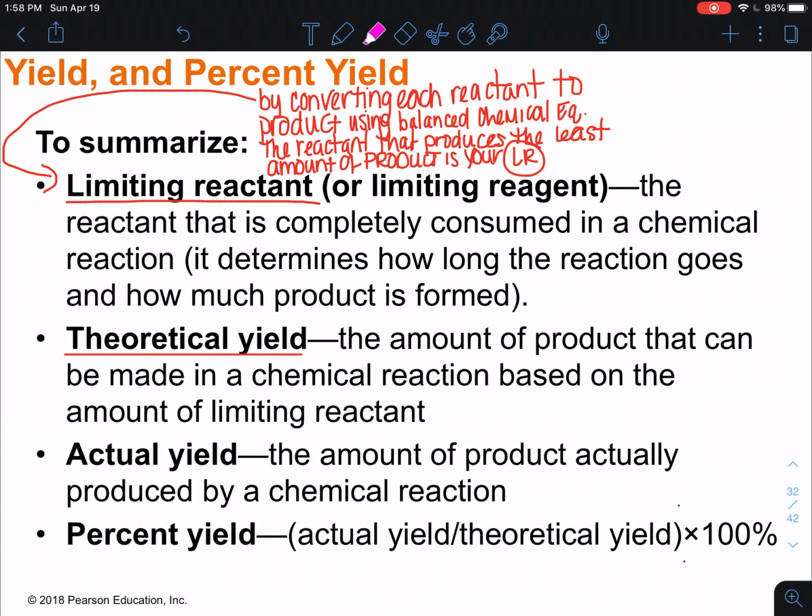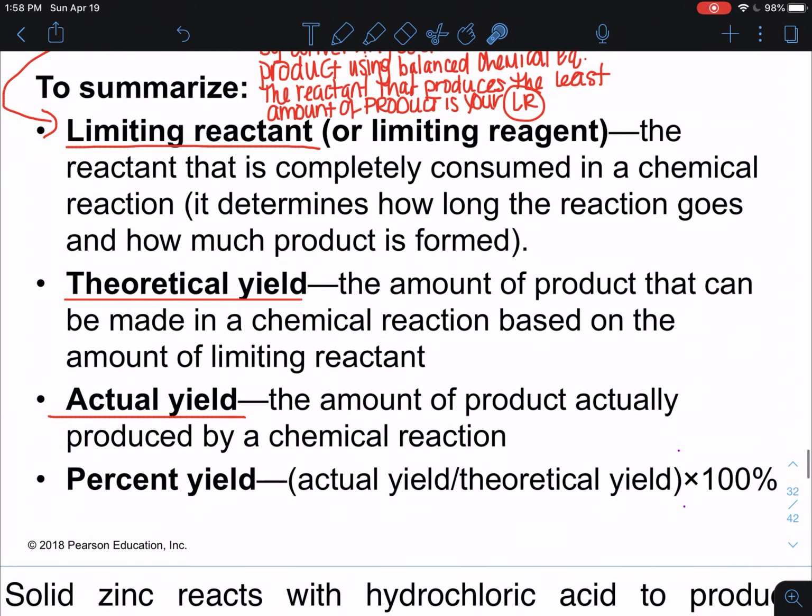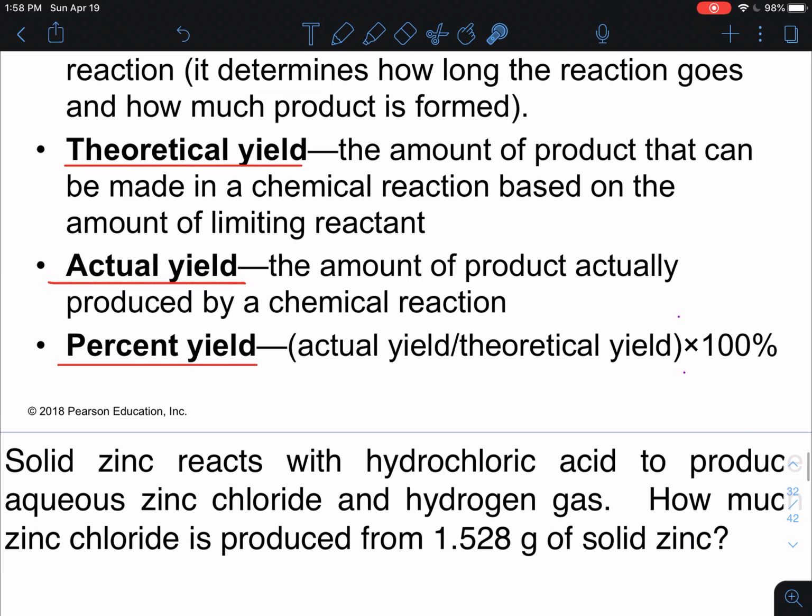We also talked about actual yield. Actual yield will always be given, but you have to know what it is and how to use it. It's the amount of product actually produced by a chemical reaction. And then percent yield is the formula where you have actual yield over the theoretical multiplied by 100%. Okay, and it's the percentage of the theoretical yield that you actually produced.